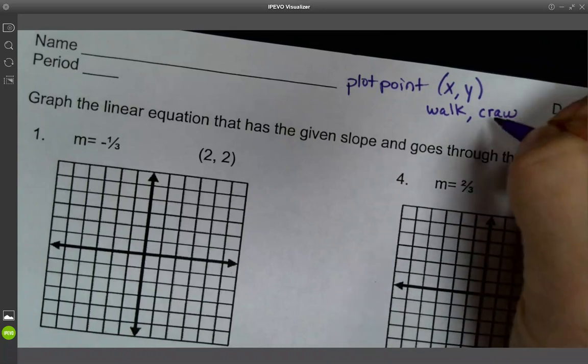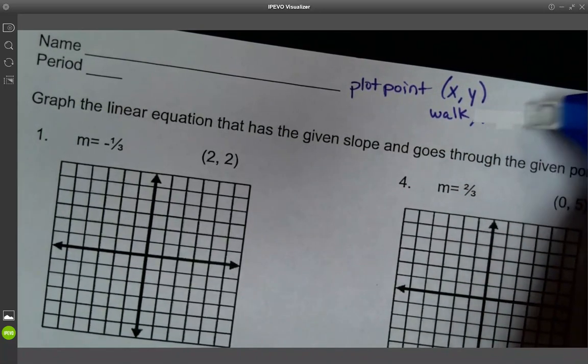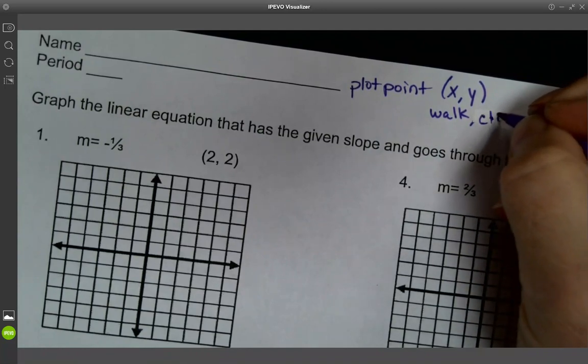Or, no, walk before you climb. Sorry, I got confused. It was something with a C. Climb.